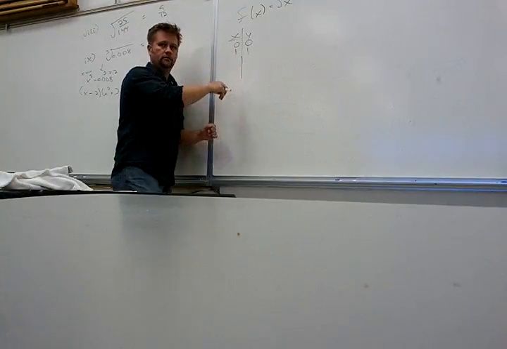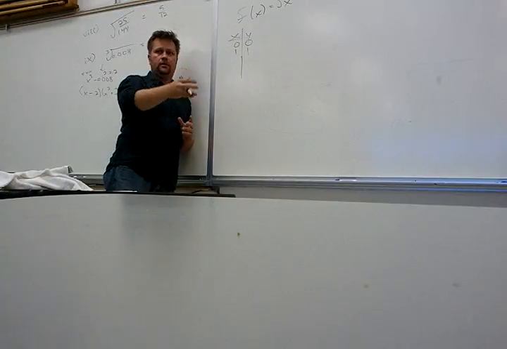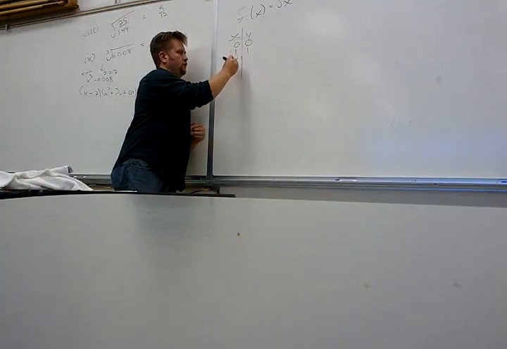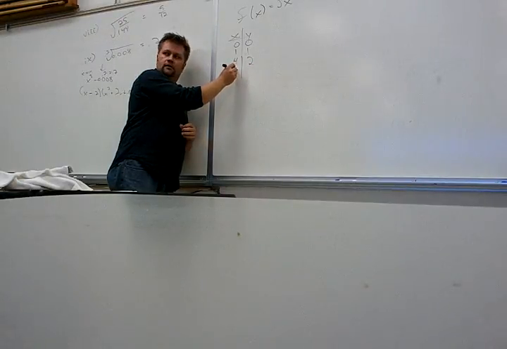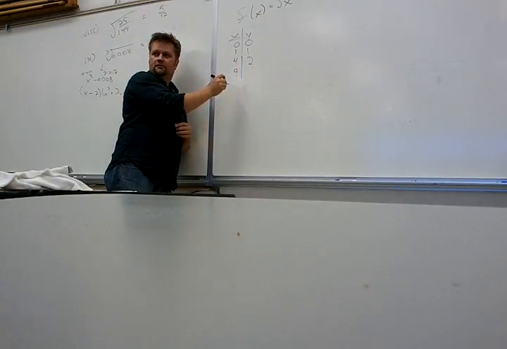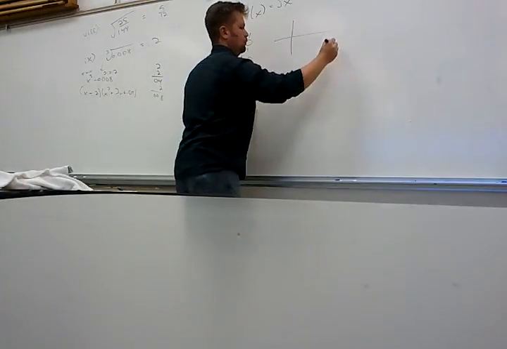Now I don't want to plug a 2 in. I'll get an answer, but it's ugly. What's the next smart number to plug in, of course? 4. When I plug a 4 in, I get a 2 out. What's the next one? Good one. 9. I get a 3 out. So that's enough to graph this, right?